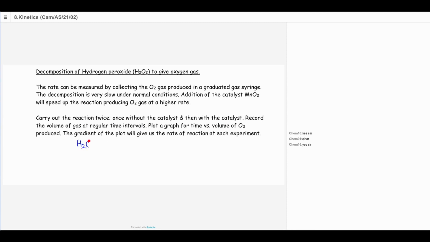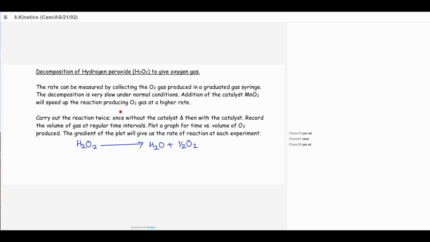Hydrogen peroxide, in the presence of sunlight, will decompose to water and oxygen gas. This is a decomposition reaction, and it occurs in the presence of light. That's the reason hydrogen peroxide is often stored in amber bottles, dark bottles, because it decomposes in the presence of light energy. Our goal is to prove that the catalyst increases the rate of reaction.